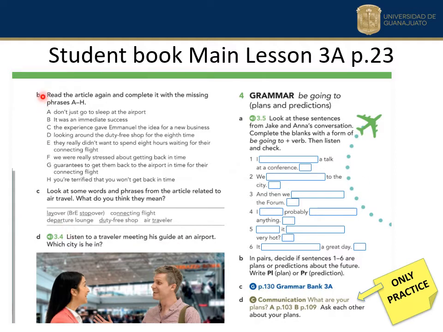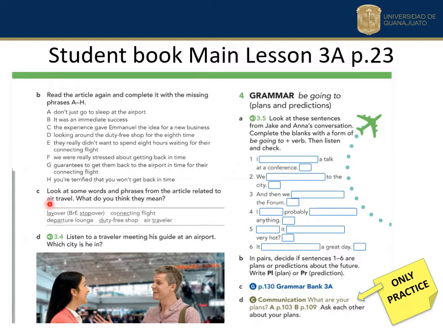Okay, so here is on part B. These are the phrases that you need to complete with the reading. Okay, so it says read the article again and complete it with the missing phrases. So just write the letter because there's too little space in there. So just write the letter depending on the one that corresponds.